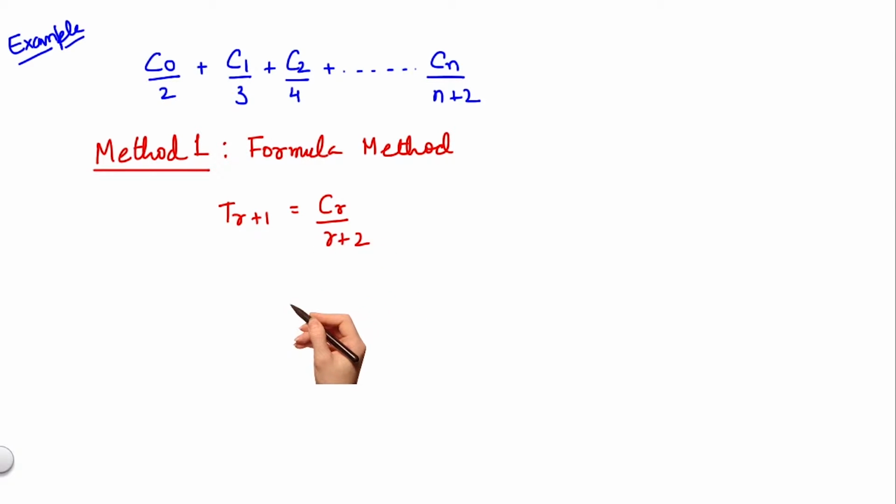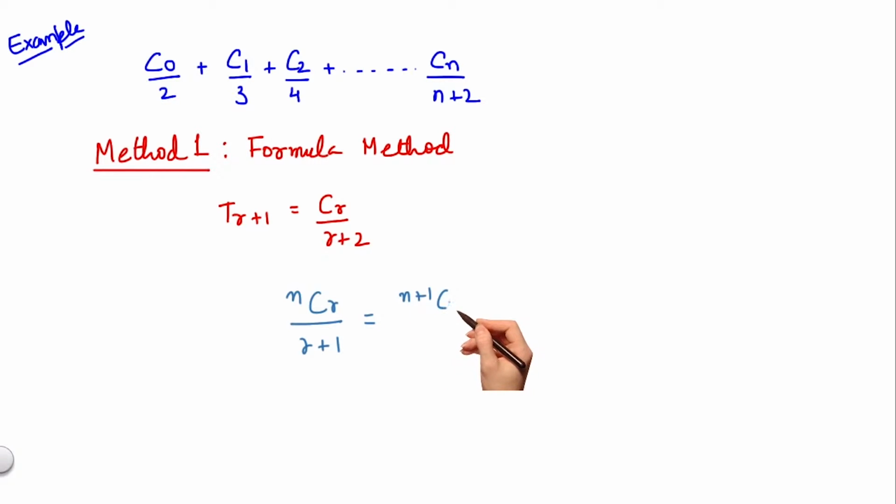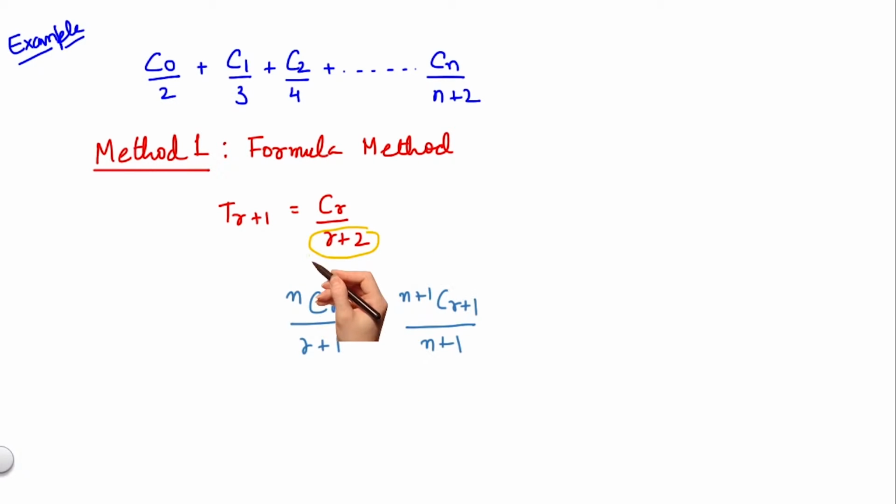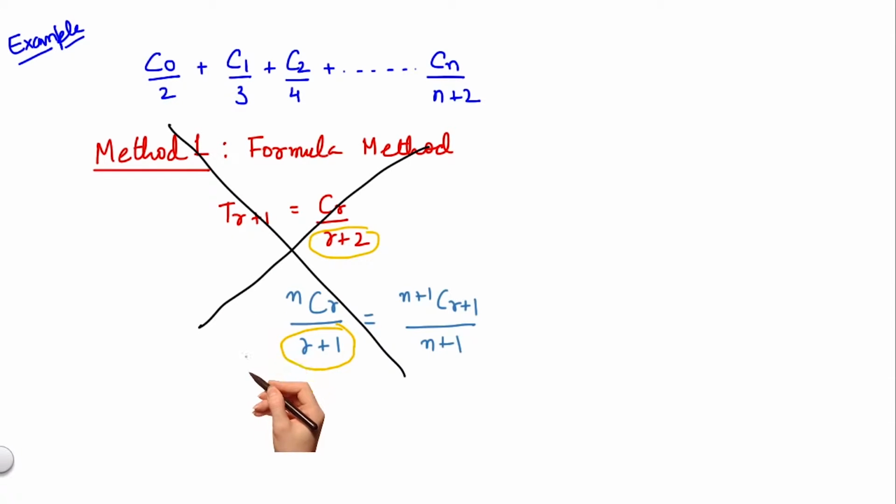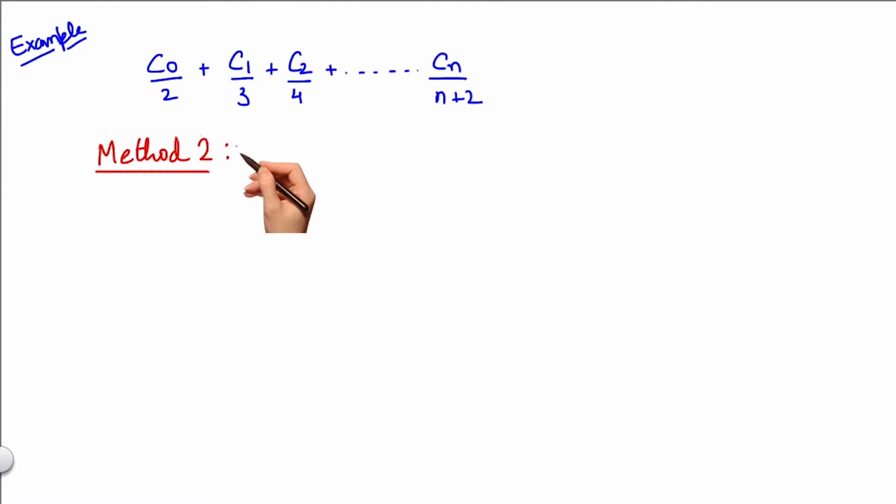The formula that we were using so far was nCr divided by r plus 1 equals n plus 1 Cr plus 1 divided by n plus 1. But wait, the general term here has r plus 2 instead of r plus 1. So what do we do in this case? It turns out we cannot do anything. The formula method is not applicable here, and this question can only be solved using the calculus method.